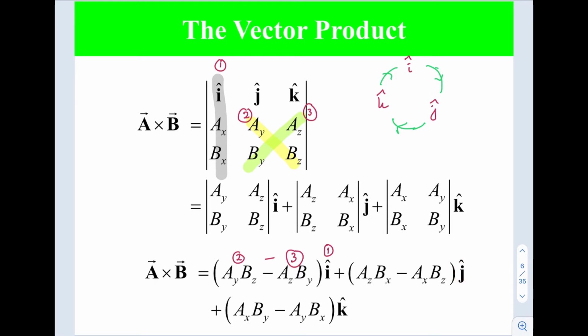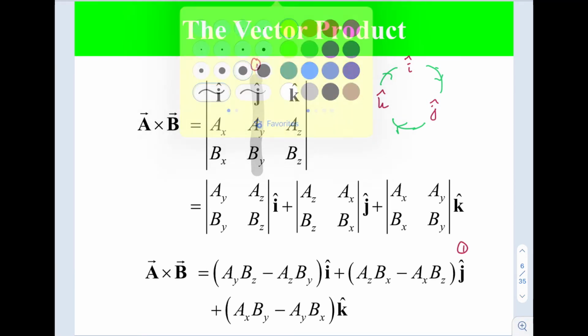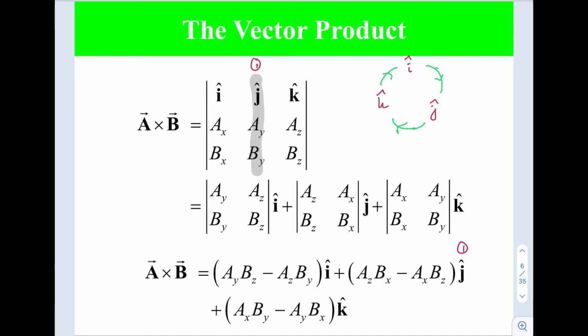Again, we are going to repeat the same steps for j. So for j, we are going to close the j. This is our first step. We want to have the product for j. So the second step, we are going to cross, to have j, you have to do k cross i. So we begin with k.